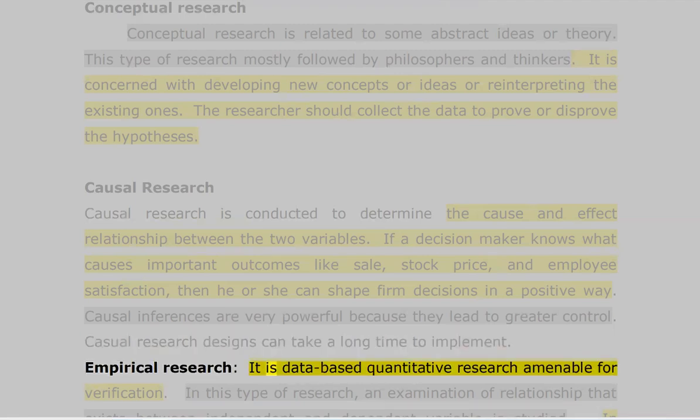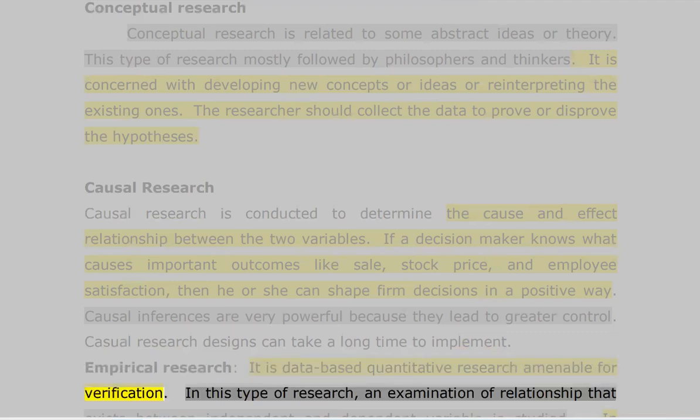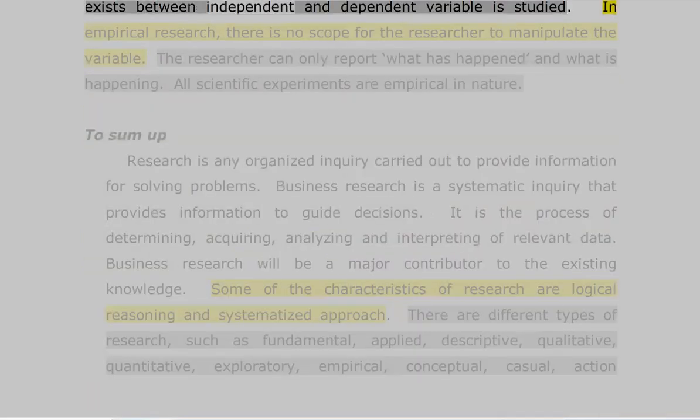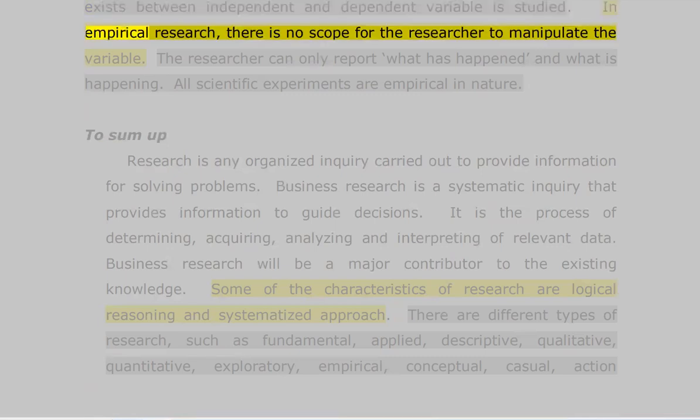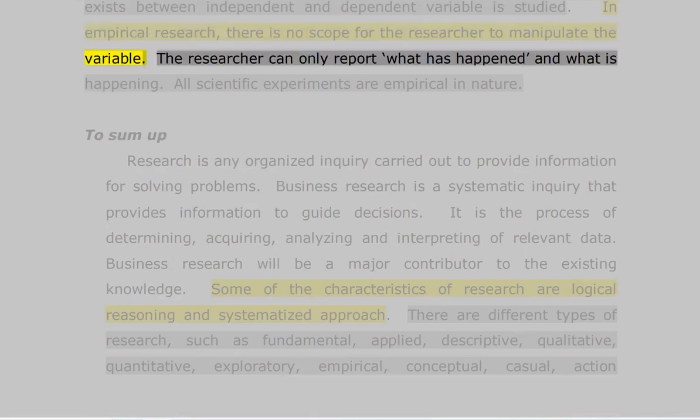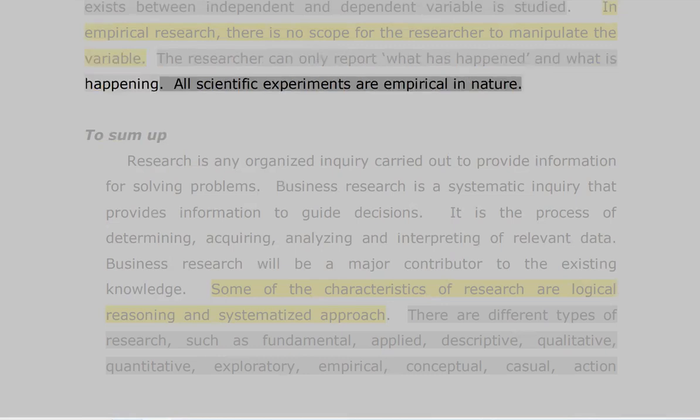Empirical research is data-based quantitative research amenable to verification. In this type of research, an examination of the relationship that exists between independent and dependent variables is studied. In empirical research, there is no scope for the researcher to manipulate the variable. The researcher can only report what has happened and what is happening. All scientific experiments are empirical in nature.